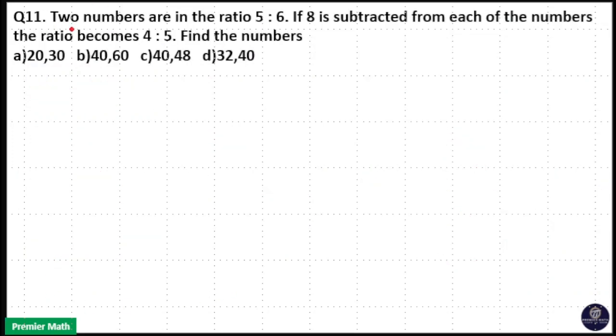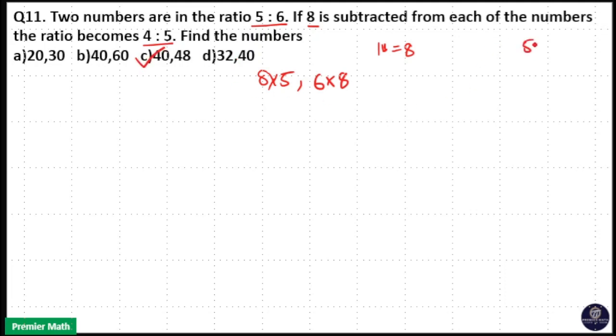Next is question number 11. Two numbers are in the ratio 5:6. If 8 is subtracted from each of the numbers, the ratio becomes 4:5. Find the numbers. Here you don't need to do any calculation. You can see 5:6 becomes 4:5, that is 5 becomes 4 and 6 becomes 5. That is, 1 unit is equal to 8. So 8 into 5 and 6 into 8 are the numbers, that is 40 and 48.